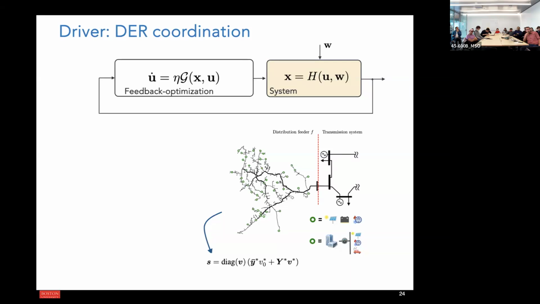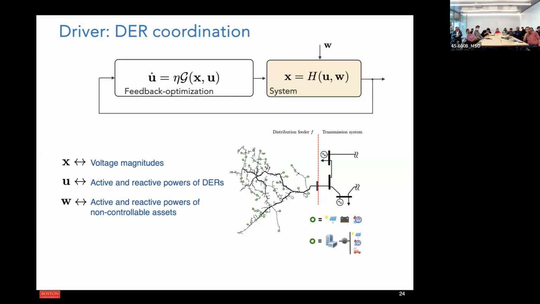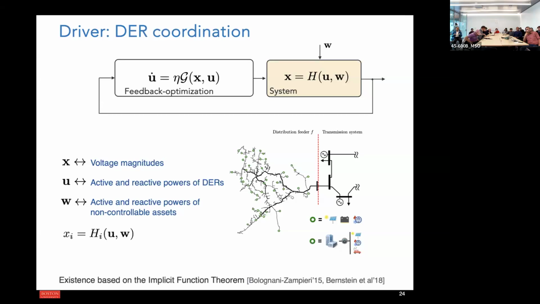And I'm going to be assuming that the distribution feeder has a number of controllable distributed energy sources. What I'm going to be controlling, my U, is precisely the active and reactive powers of my DERs. The W, as an example, is going to be the active and reactive powers of all the other non-controllable assets in the system, which I don't want to monitor. And then the X, in this particular example, can simply be a vector collecting the voltage magnitudes at some points that I want to monitor.